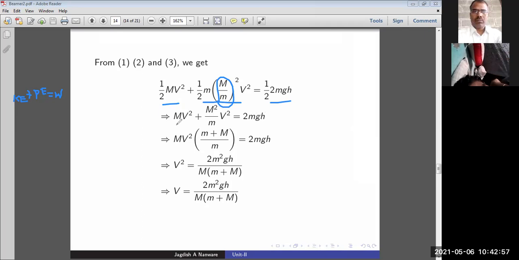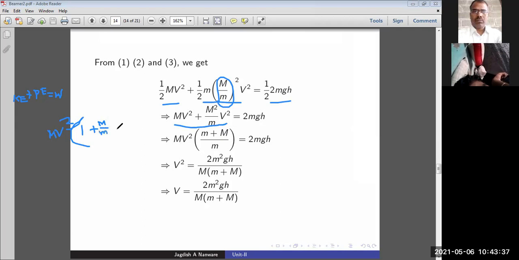And if you simplify further this left hand side, you can take M v square common. So if you take M v square common, this is 1. So I will write here 1, M v square common, so M into v square, and you are taking common, and therefore we write this as 1 plus what remains, only capital M divided by small m.